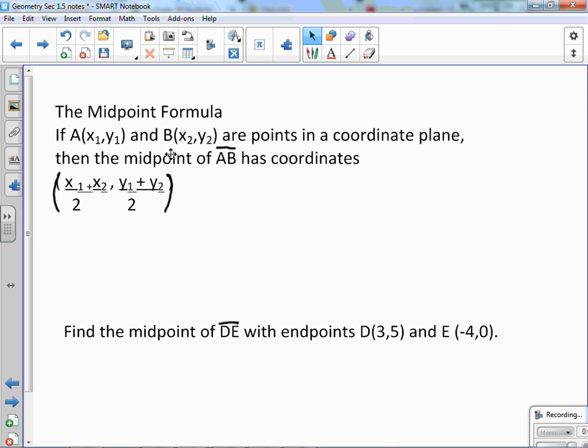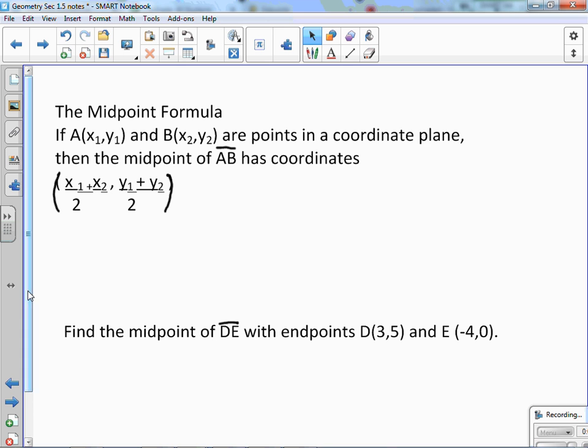All right. Now, midpoint formula is something you might be familiar with from algebra. And midpoint formula says if A, which is point (x1, y1), and B, which is the point (x2, y2), are points in a coordinate plane, then the midpoint of segment AB has the coordinates ((x1 plus x2) divided by 2, (y1 plus y2) divided by 2). So we take the x's from the two points, add them together, divide by 2. That gives us the new x coordinate. Take the y coordinates, add them together, and divide by 2, and that gives us the y coordinate for the midpoint.